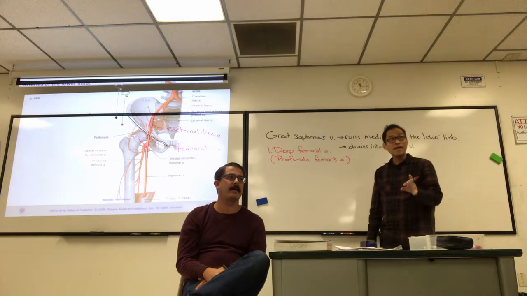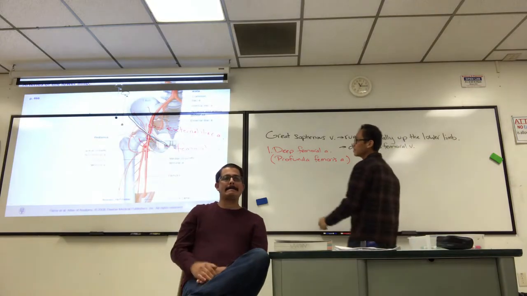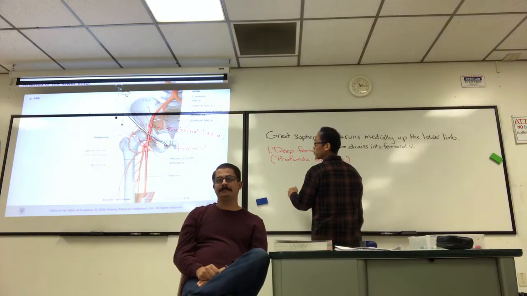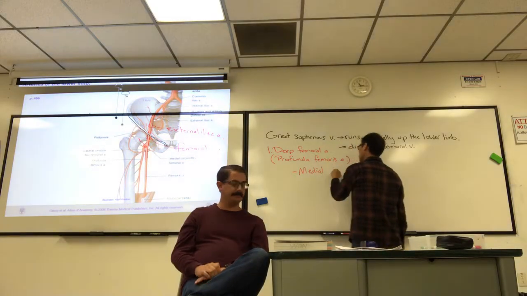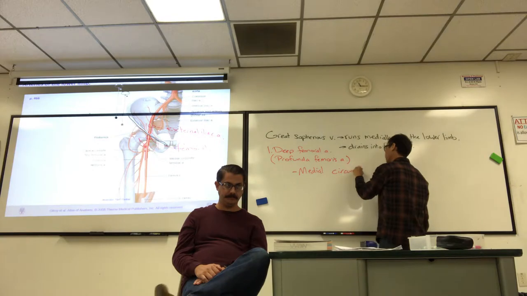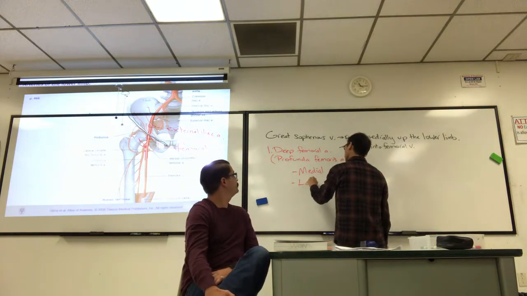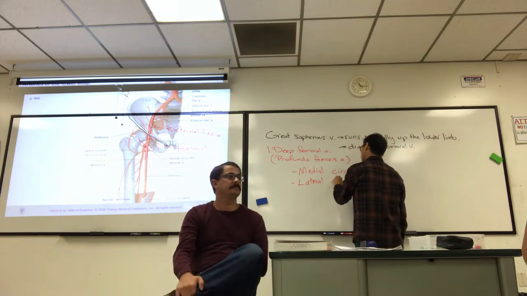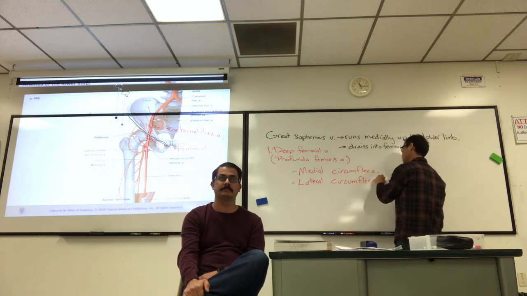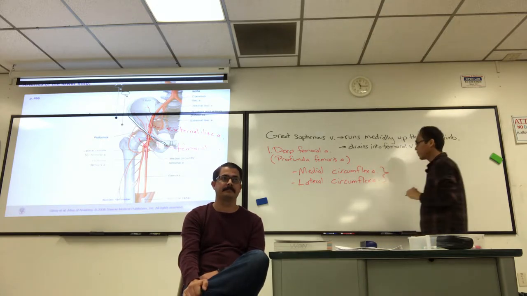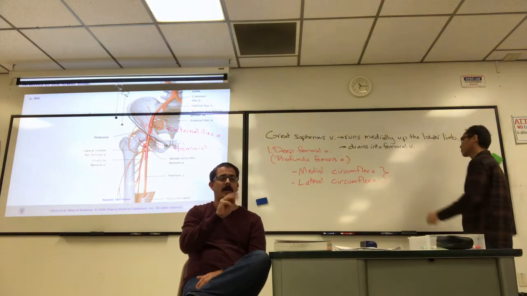Now, that has a couple of branches, the medial and lateral circumflex femoral arteries. Medial circumflex artery, lateral. What they do is they form an anastomosis around the femoral neck.